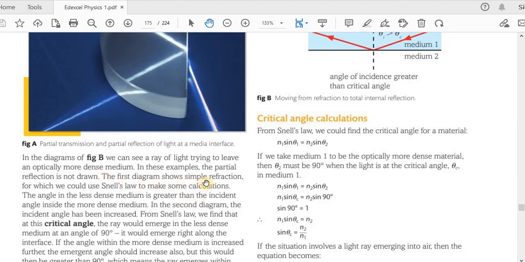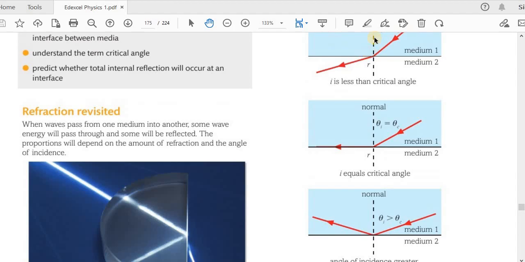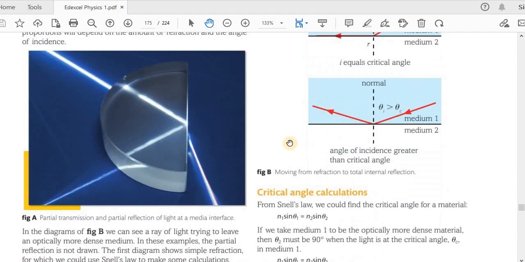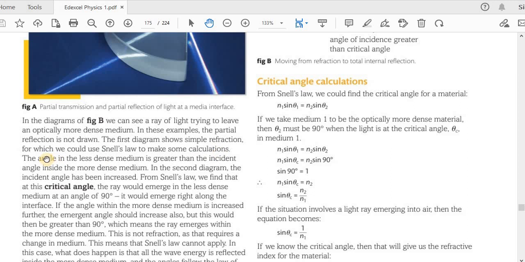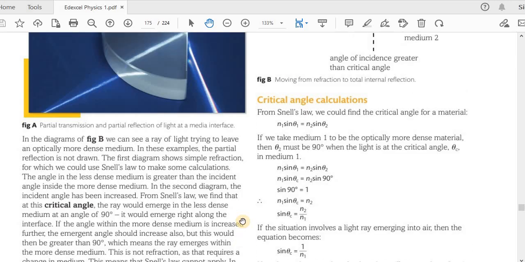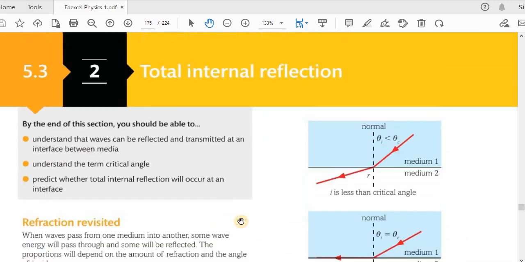The first diagram shows simple refraction, for which we could use Snell's law. What is Snell's law? Snell's law states that the refractive index is sin i divided by sin r. Now when we apply this equation, you have to keep in mind that the ray is going from the rarer medium to the denser medium. So sin i divided by sin r is equal to the refractive index, and that refractive index is of the denser material. Let me show you another diagram to help you understand this better.